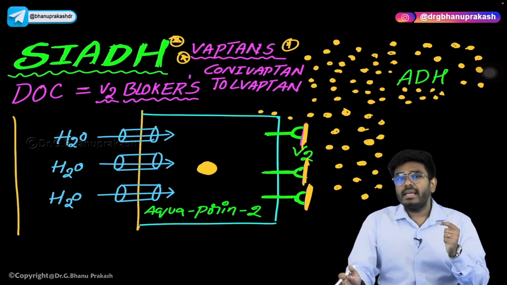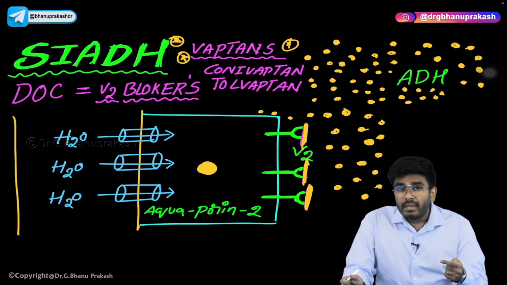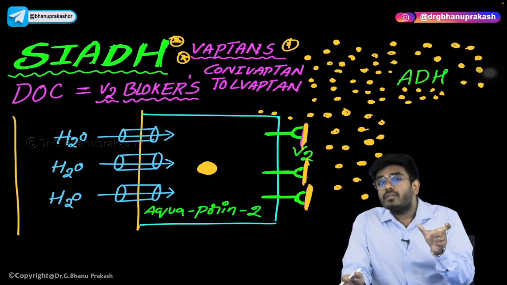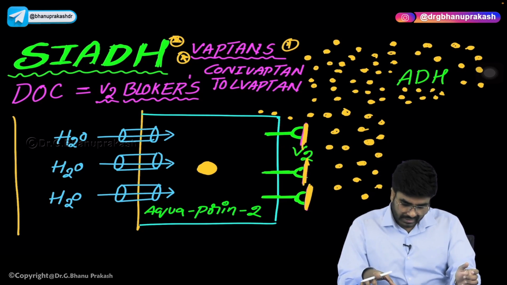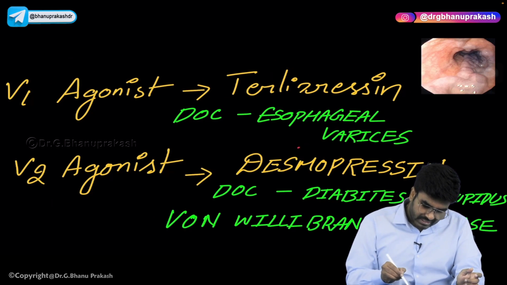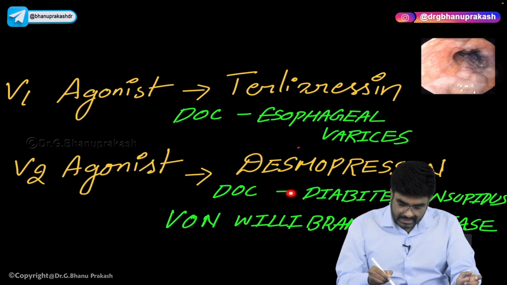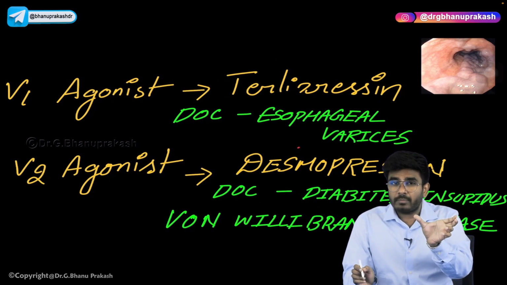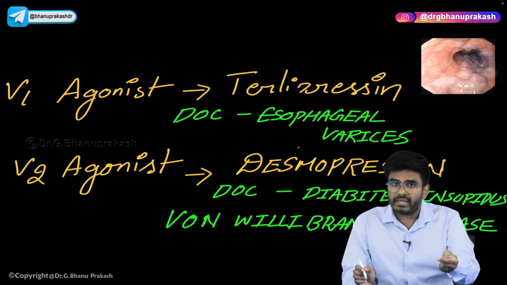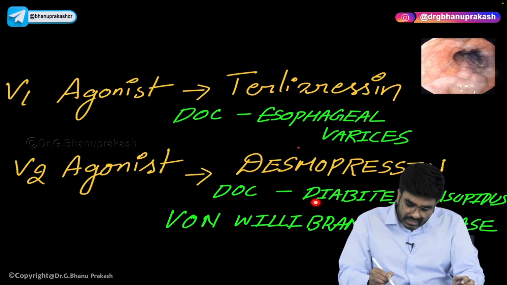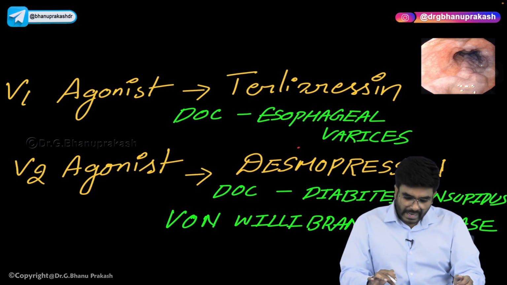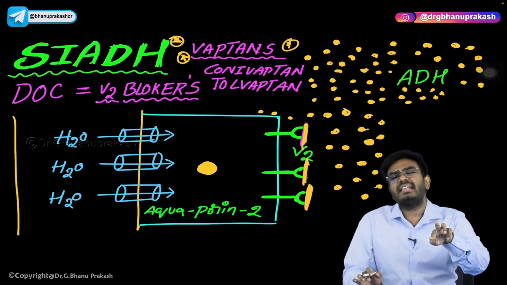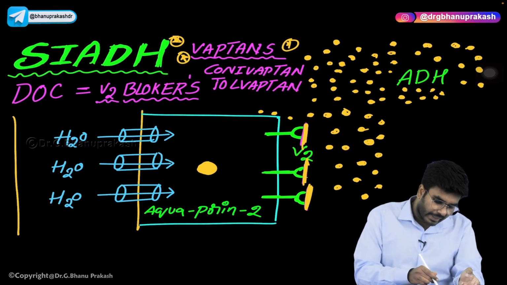SIADH completed. Guys, do you remember that vasopressin is the drug of choice for diabetes insipidus? Just two slides before, we discussed it, right? I asked you to keep this point in your mind. We will discuss it in a few minutes. Now let us discuss what diabetes insipidus is. Diabetes insipidus is a condition which is exactly opposite to SIADH.